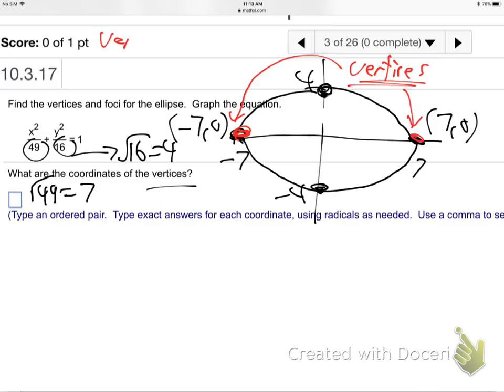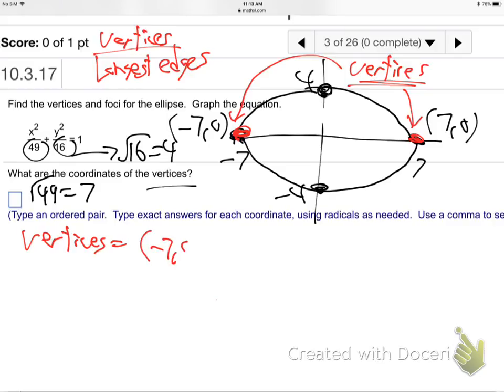So vertices, let me write that. Vertices are the longest edges. Does that make sense? If it's taller, then it's the up-down edges. If it's wider, then it's the right-left edges. This one's wider, so the vertices are just the -7 and the 7, either order, doesn't matter. List the 2 points that are the edge points. So it's the largest edges. Those are the vertices.